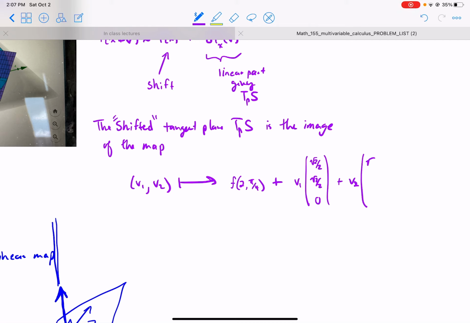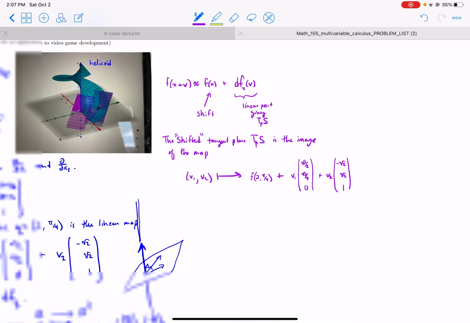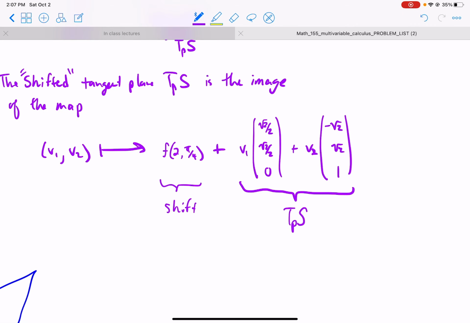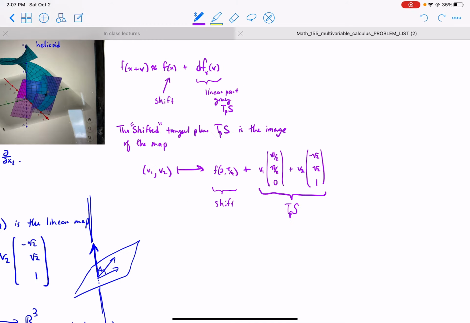What was it? I think it was minus root 2, 1. Was that right? Yeah. So you see that here is the derivative, giving the tangent space, and here is the shift. Now, this looks like a three-dimensional vector. I add it to another three-dimensional vector. What's this? Well, it's got to be a three-dimensional vector, of course.